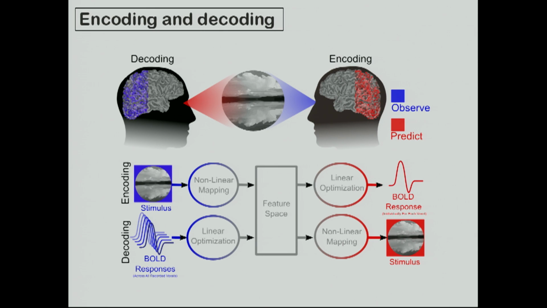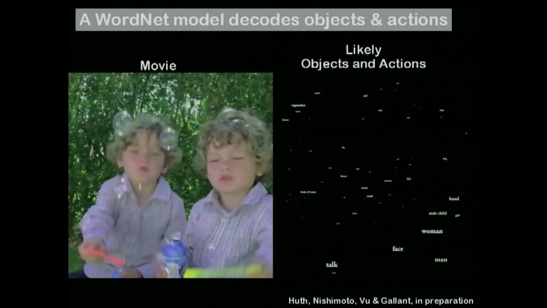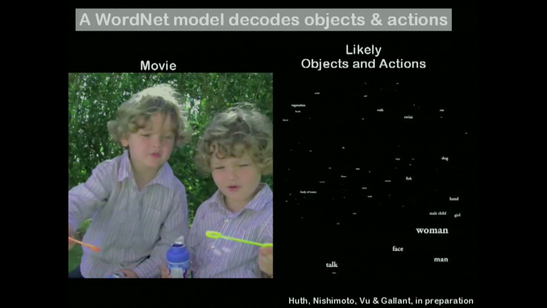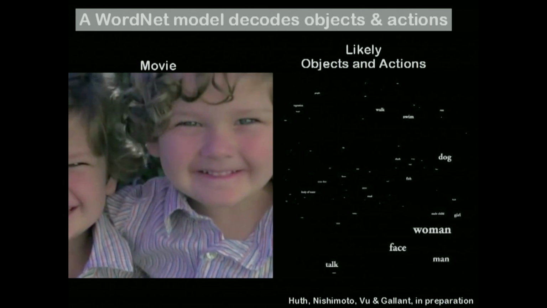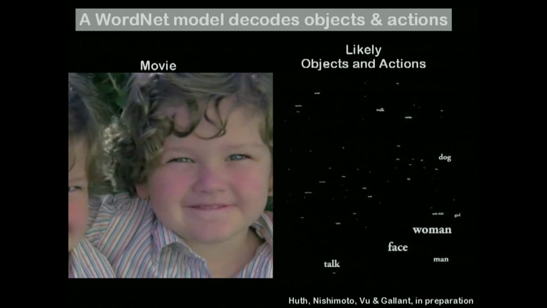So again, once you have an encoding model, you get decoding for free. The better your encoding model is, the better predictions it gives you, the better your decoding will be. And anything you can build an encoding model for, you can immediately do brain decoding. So this is brain decoding from the WordNet model. We're decoding 2,000 semantic concepts here, 2,000 nouns and verbs simultaneously from one person's brain.